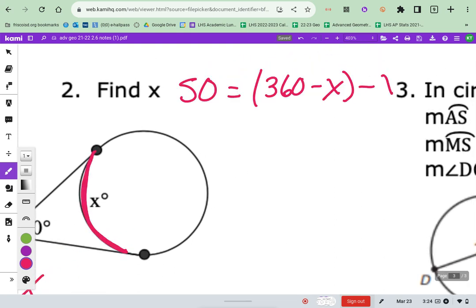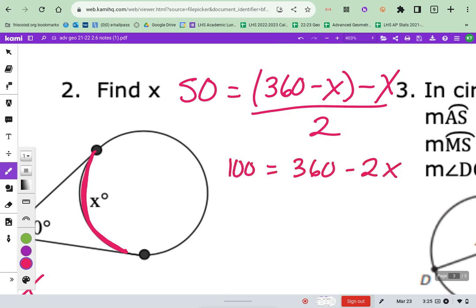So minus the little arc, so minus another x for the little arc, all over 2. Okay, so I'll get 100 equals 360 minus 2x, or 2x equals 260. So x is 130.